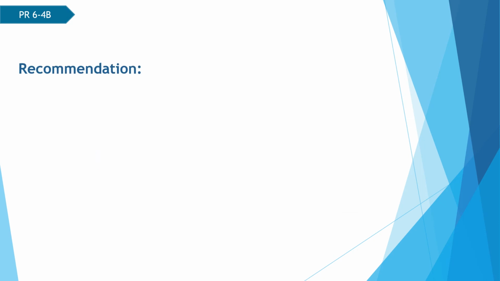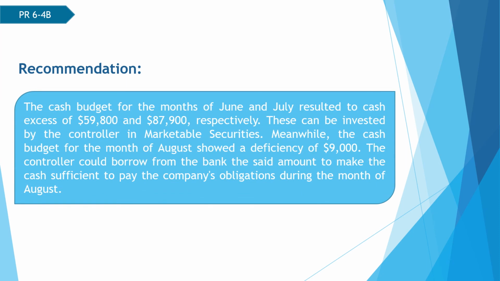With a cash budget prepared, we could now give a recommendation to the controller, which is the cash budget for the months of June and July resulted to cash excess of $59,800 and $87,900 respectively. These can be invested by the controller in marketable securities. Meanwhile, the cash budget for the month of August showed a deficiency of $9,000. The controller could borrow from the bank the said amount to make the cash sufficient to pay the company's obligation during the month of August.